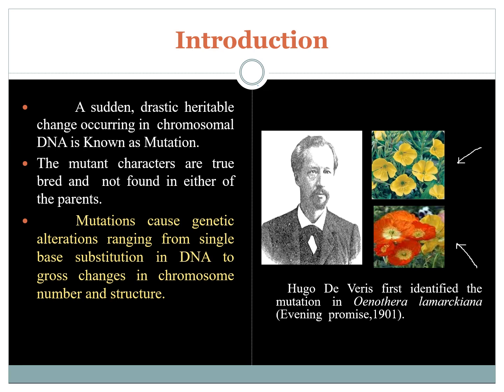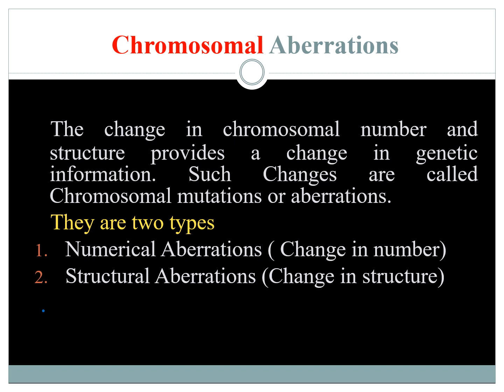Now let us discuss chromosomal mutations. The change in chromosomal number and structure provides a change in genetic information. Such changes are called chromosomal mutations or chromosomal aberrations. Generally, the total number of chromosomes and their shape, size and structure is constant for a particular organism. For example, in human beings, the total number of chromosomes is 46. In maize, 20. In Drosophila, 8, like that.